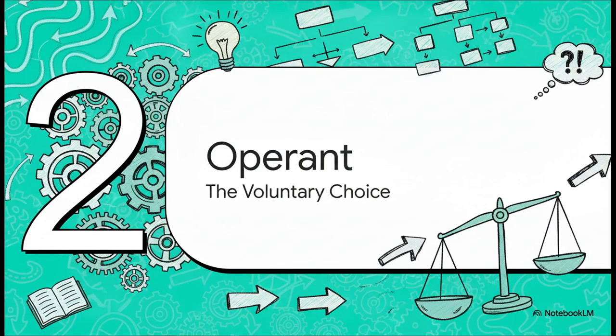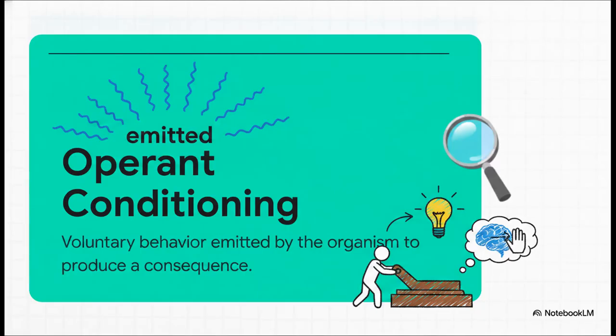Moving right along to section 2, operant, the voluntary choice. Now our crucial keyword shifts entirely to emitted. Operant conditioning is all about voluntary behavior that is emitted by an organism. So unlike a reflex that just happens to you, this is an active, completely intentional choice. You are operating on your environment because you want to produce a consequence. You walk into a dark room, you flip a light switch because you want the light to come on, right? The behavior is shaped by what happens after it. It is not forced by what happens before it.